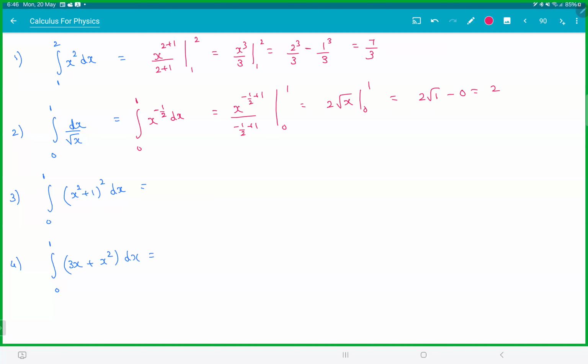How do we do the third one? When there are limits on the top, you'll never get x in the answer. The final thing should be a number.